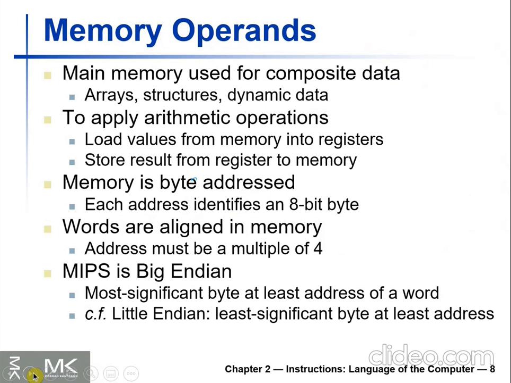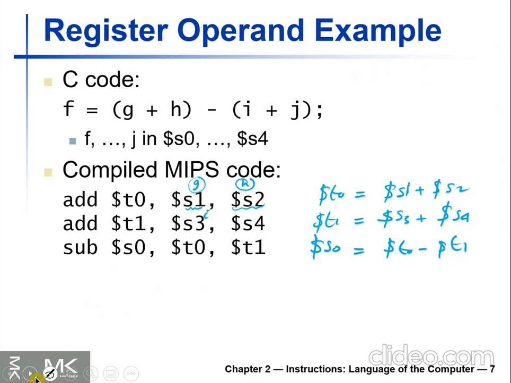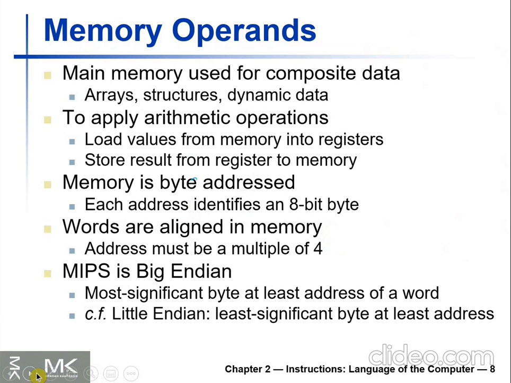Memory operand. So now the hidden part that we didn't show. I said that there were some hidden parts in the previous example. There is some hidden code that I didn't show you, in which we move the value of the variable G from the memory to, for example, S1, and of course the same for H and I and J.